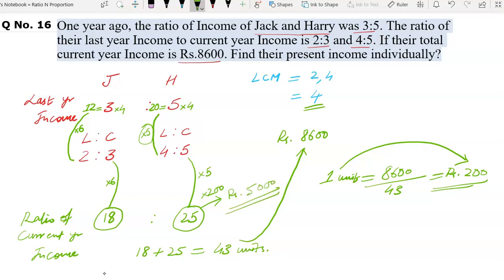5000 rupees. This is the current income of Harry, and for Jack it's 18 units. So 18 into 200 will give us rupees 3600. So this is the current income of Jack, and this is our answer.